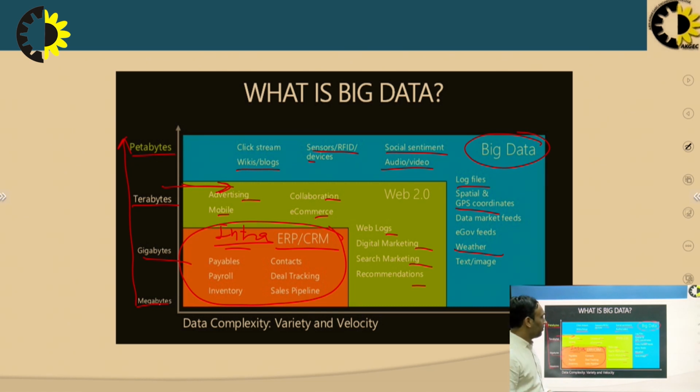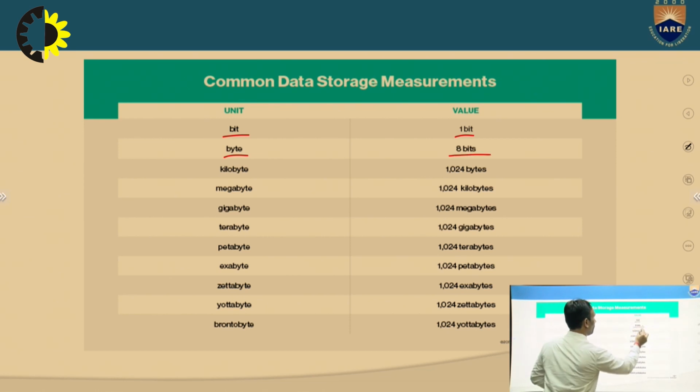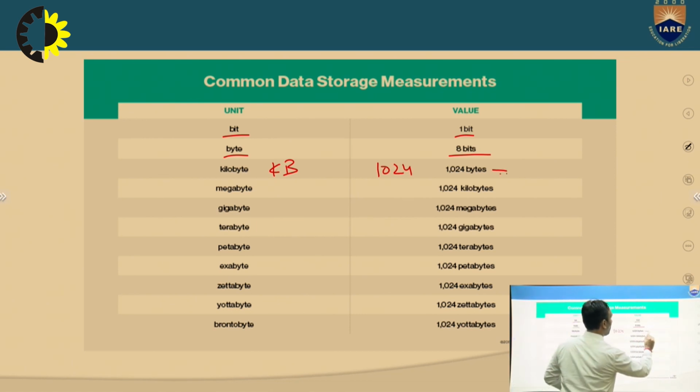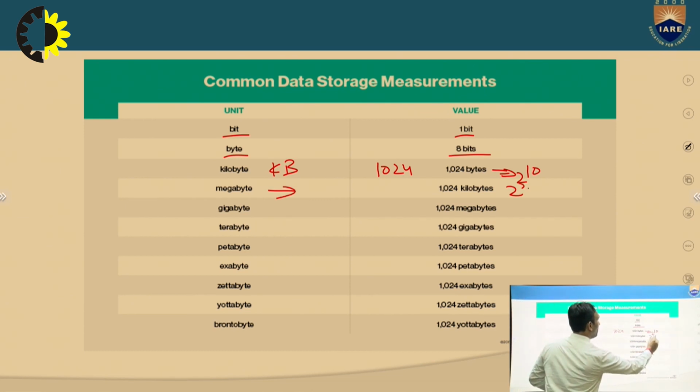So now have a look at the sizes. As we are all aware of the sizes, but have a brief look at them. If we talk about a bit, what is a byte? We know that it is the size of 8 bits. If we talk about KB, that is 1024, or in a power of 2, that is 2 to the power 10. If we talk about MB, that is 2 to the power 20.